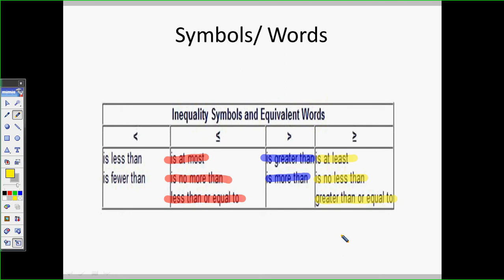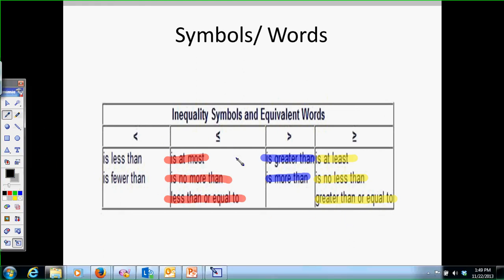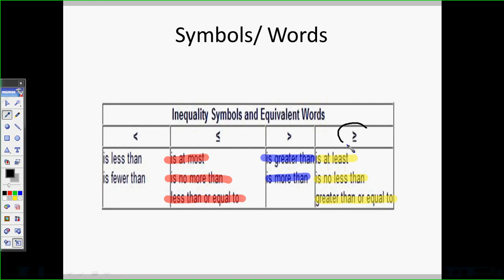This is a very important slide right here. Write these things down in your notes, because when you're working with word problems, a lot of the times, it's not just going to say, hey, this is less than or this is greater than. It's going to say is no less than, and you have to be able to interpret that as greater than or equal to. Okay, so pay very close attention to these key words. Write them down. Take notes.